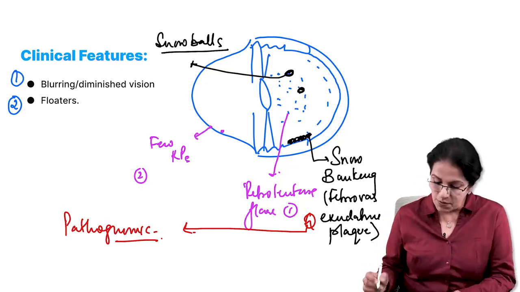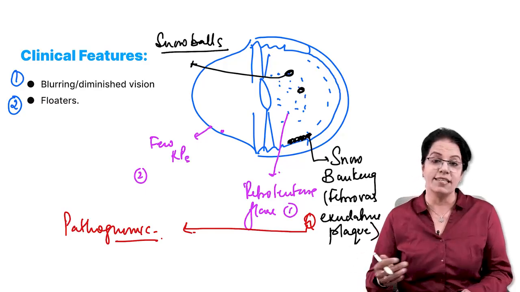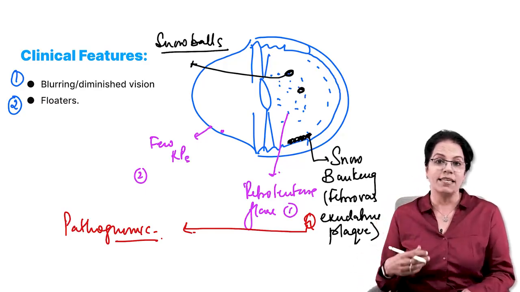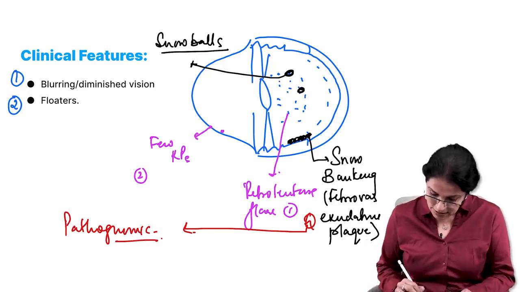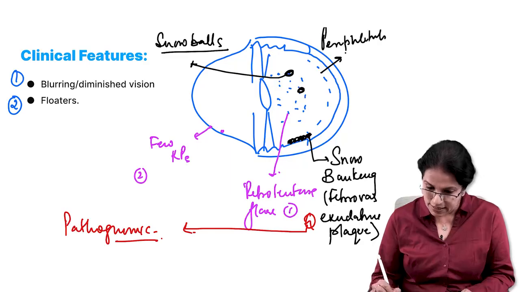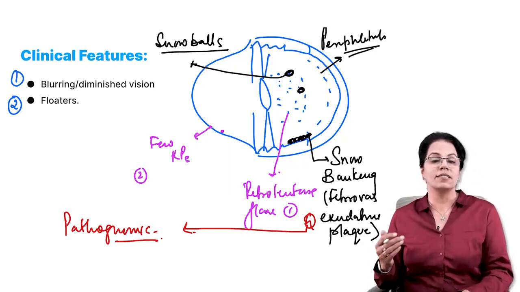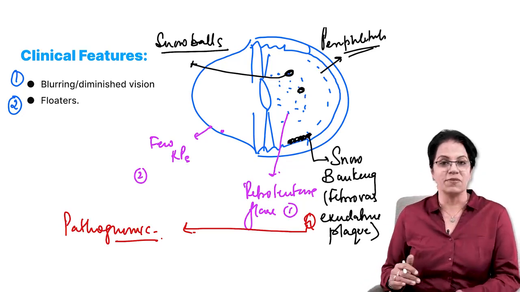Any other feature? Yes, when you talk about its inflammation, the intermediate uveitis can also involve the retina. It can lead to cystoid macular edema. It can lead to periphlebitis. Okay, so we will just label it here. This can lead to periphlebitis, and it can of course complicate as cystoid macular edema. Okay? So, these are the features of intermediate uveitis.